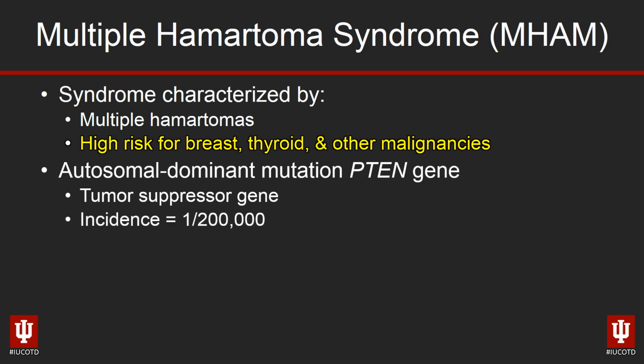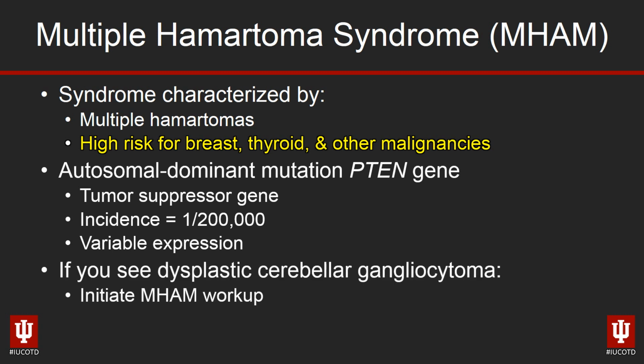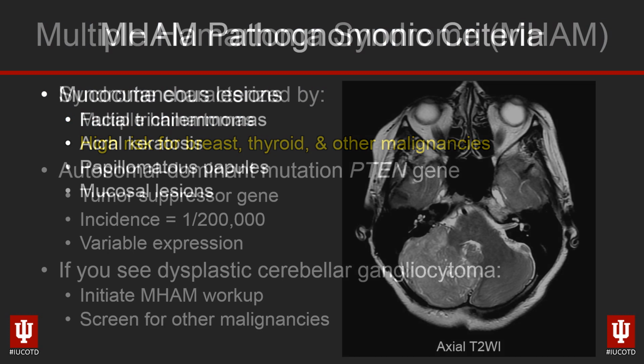Incidence is thought to be somewhere on the order of 1 in 200,000, and it has variable expression, so it may be a challenge to make this diagnosis unless you really get a sense of that holistic pattern of all of the features that these patients can manifest. But if you see a patient who has a dysplastic cerebellar gangliocytoma, it's worth initiating a workup for MHAM because of the high risk of having the multiple hamartoma syndrome, and they certainly need to be screened for other malignancies.